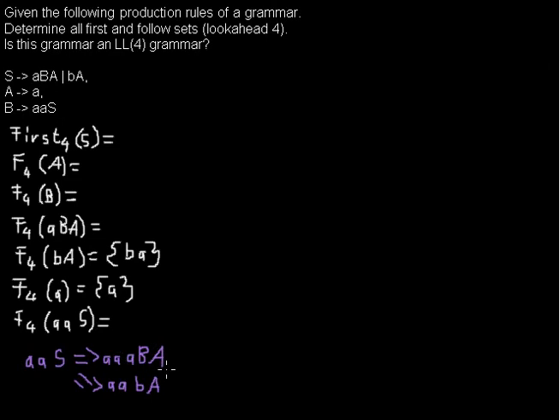Now I have two strings that are longer than 4 signs, but I have a non-terminal on the 4th place, so I have to do more derivation steps. So I will exchange B by AAS. I have to keep the 3 A's. Then I exchange B by AAS and I keep the A behind them. And in this possibility, I have to exchange A by the terminal A.